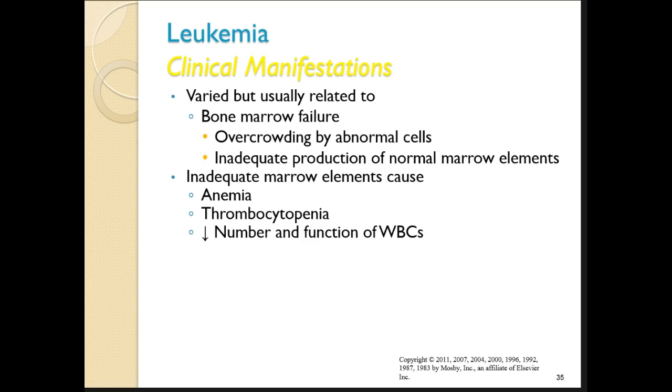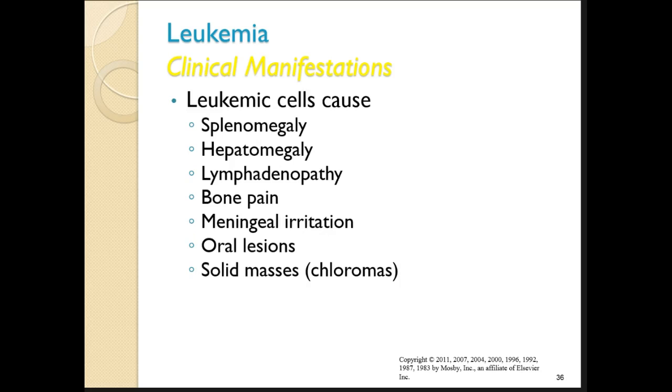As leukemia progresses, fewer normal blood cells are produced. The abnormal white blood cells continue to accumulate because they do not go through the normal cell life cycle to death. The leukemic cells may infiltrate the patient's organs, leading to problems such as splenomegaly, hepatomegaly, lymphadenopathy, bone pain, meningeal irritation, and oral lesions. Solid masses resulting from the collection of leukemic cells, called chloromas, may also occur.